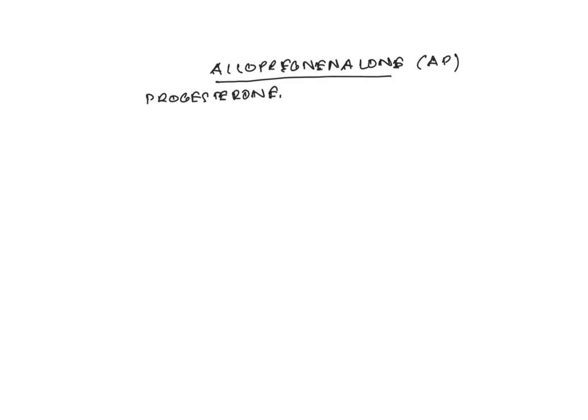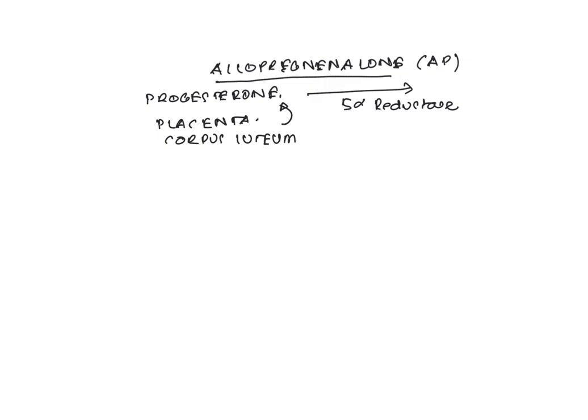And at the start of this video, we talked about a case vignette of a pregnant female who develops postpartum mania. So progesterone is basically produced from the placenta as well as the corpus luteum. This produces progesterone, and then progesterone is converted by 5-alpha reductase into allopregnanolone. What's the function of allopregnanolone, right?